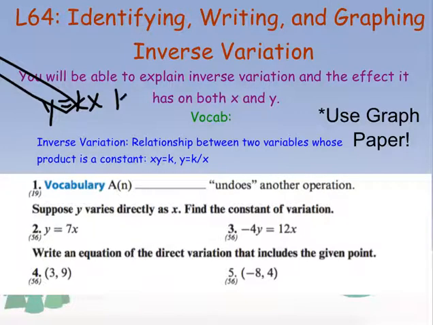To find the constant, we use a quotient of y divided by x. So to find the constant, we use a quotient, and we use a product in the equation. Inverse variation is just the opposite. The constant is found by using a product, and the equation uses a quotient in order to find the relationship. The big thing is that the relationship between the two variables is a constant product.